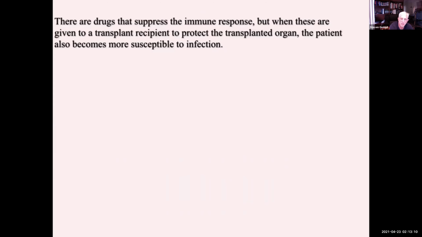There are drugs that suppress the immune response, but when these are given to a transplant recipient to protect the transplant organ, the patient also becomes more susceptible to infection. Okay, so think about it. You got a transplant organ, and now you're going to give them drugs to slow your immune system down. You're going to make yourself susceptible to all the other infections out there too. So it's kind of a double-edged sword. You have to be really careful with it.